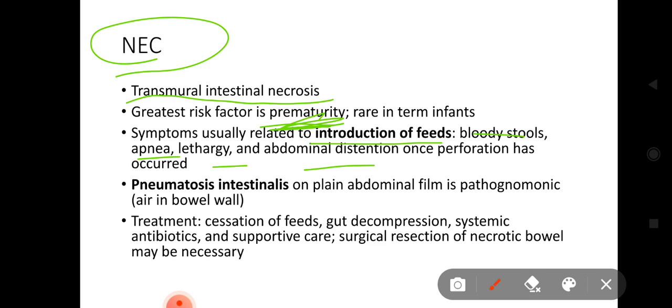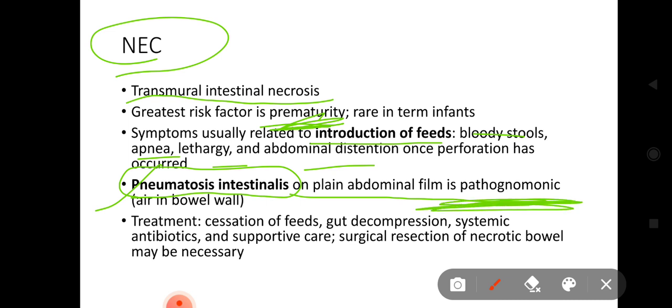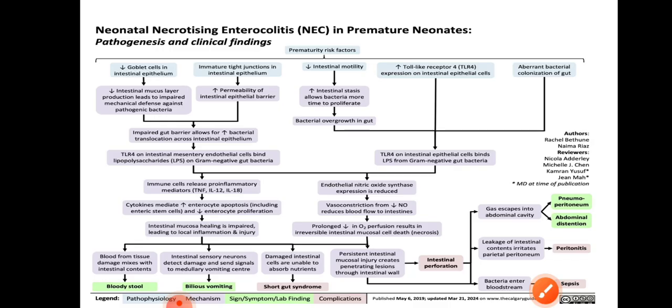So remember this one: pneumatosis intestinalis on plain abdominal film is pathognomonic of NEC. Various X-ray findings can be given in the MCQ, and it can be asked which is pathognomonic for NEC. So pneumatosis intestinalis. Treatment is cessation of feeds, gut decompression, systemic antibiotics, and supportive care. Surgical resection of necrotic bowel may be necessary.